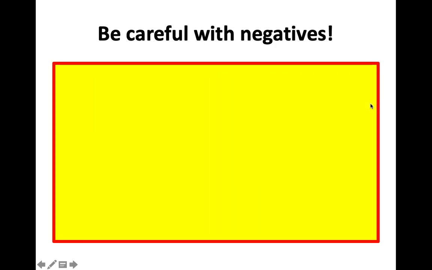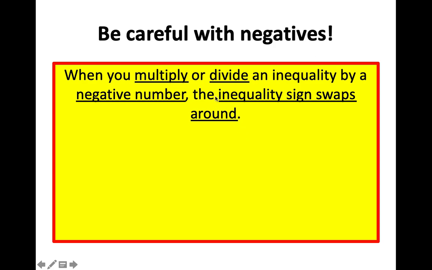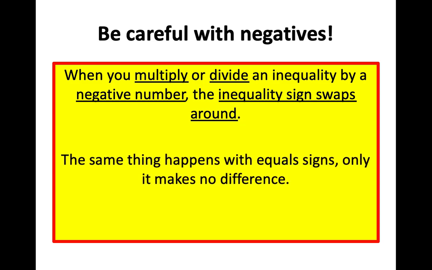But there is one caveat you need to be careful with, and that is with negatives. So when you multiply or divide an inequality by a negative number, the inequality sign swaps around. This is a really important point that doesn't actually affect solving equations, but it does affect solving inequalities. The same thing happens with equal signs, only it makes no difference.